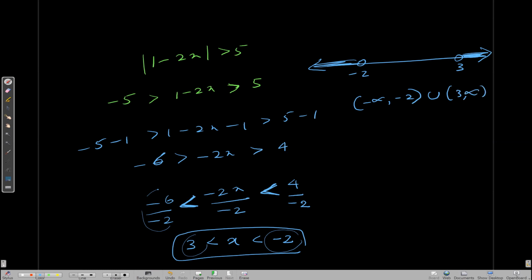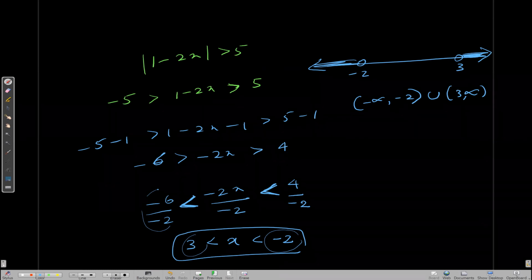So that's one place you have to be very, very careful. And I think that's enough for absolute value inequalities.